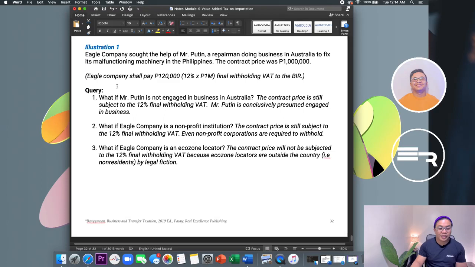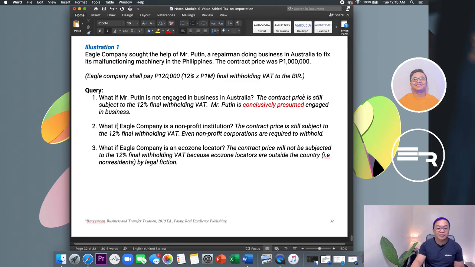Inquiry: what if Putin is not engaged in business in Australia? The contract price is still subject to final withholding VAT. Still subject regardless, because Mr. Putin is conclusively presumed to be engaged in business. The problem only assumed, what if he is not engaged, but the answer is that he is in fact engaged. You hired this non-resident, and of course, his expertise is subject to VAT.